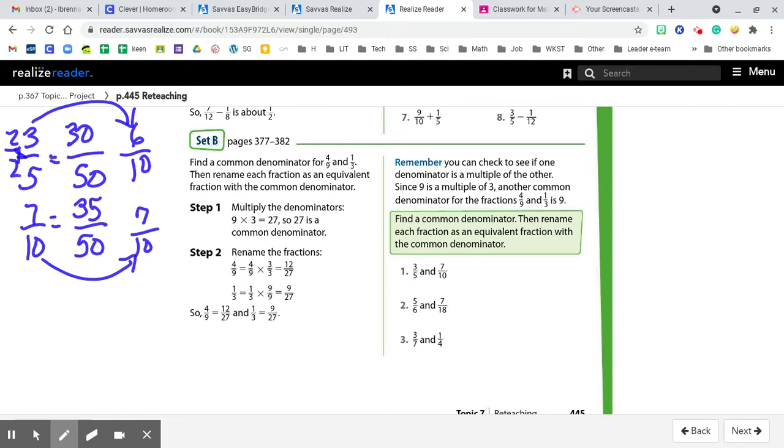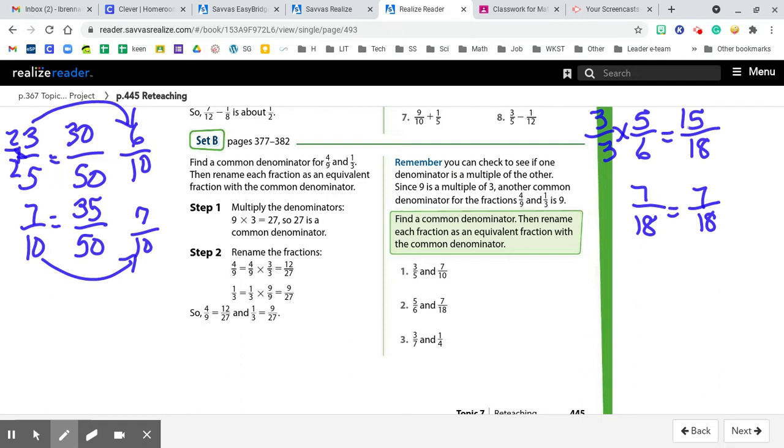For 5/6 and 7/18, I could, if I wanted to, 6 goes into 18, so I could just leave that one alone and change 5/6 to 15/18. So my common denominator could be 18 on that one. I definitely wouldn't want to multiply 18 times 6. That would be a huge number. So, and 6 goes into 18, so you really only need to rename one fraction.